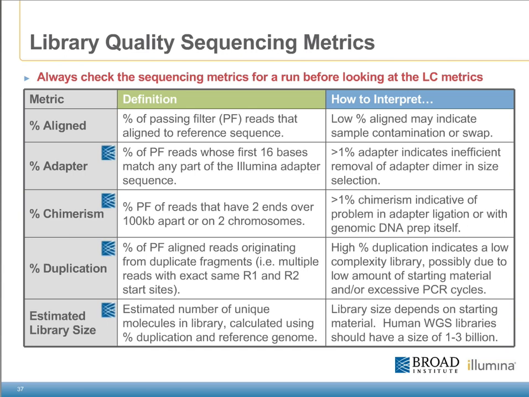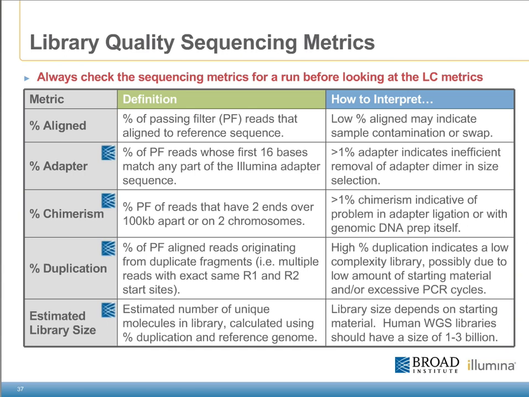The first one is the percent adapter. That's the percent of passing filter reads that align to the Illumina adapter. Our cutoff is that if there's greater than 1% adapter, it indicates that something most likely went wrong with LC, or library construction. You either had inefficient removal of adapter, or you had too much adapter; something happened.